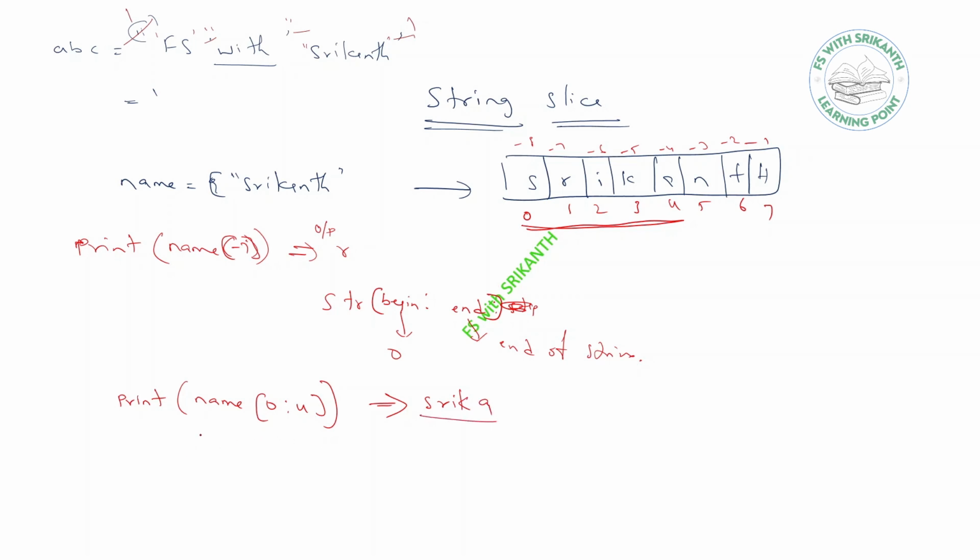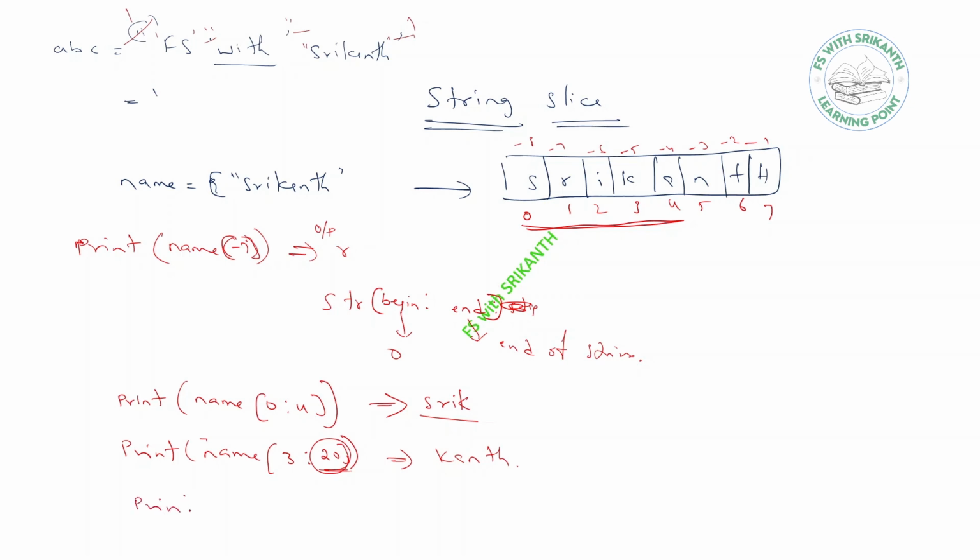This much it will print. Suppose I want to print name with index values like 3 to 20. I am going to take it. No issue here. It prints from 3, it will print KNTH. But index out of range does not work here.